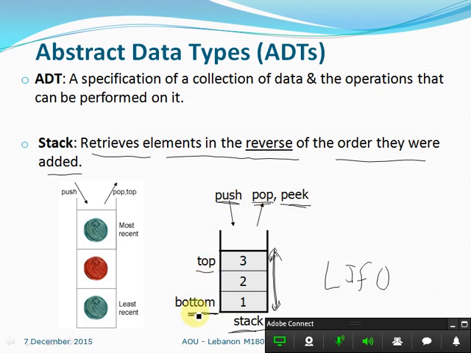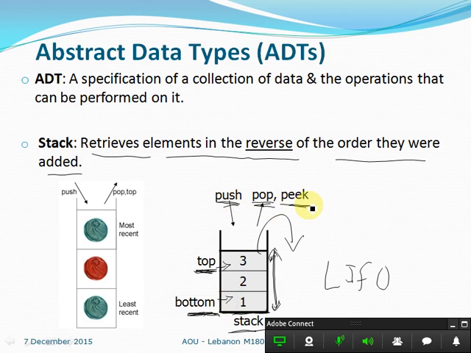There is a pointer called bottom, which is the first element inserted into the stack, and there is a pointer called top of this stack, which is the last element inserted. So always the elements are removed from the top. We have a pointer top and we have a pointer bottom. So in the stack, the operations push, pop, and peek are done.